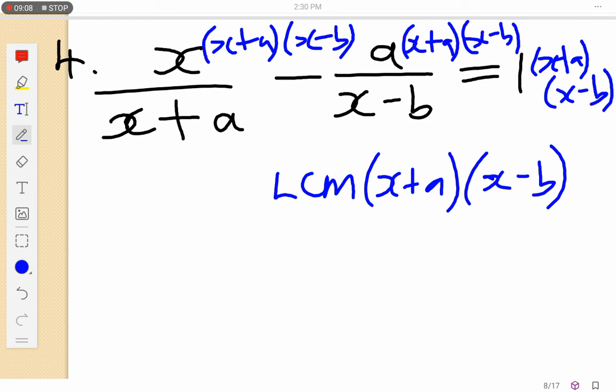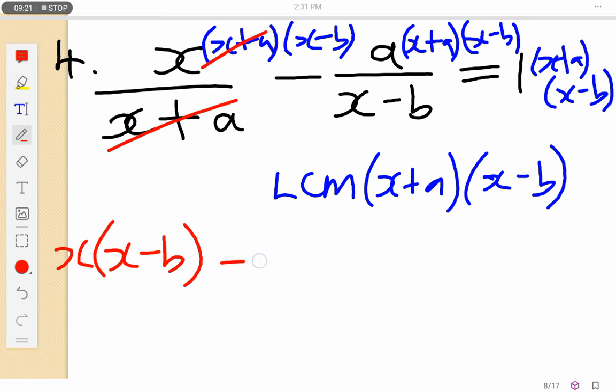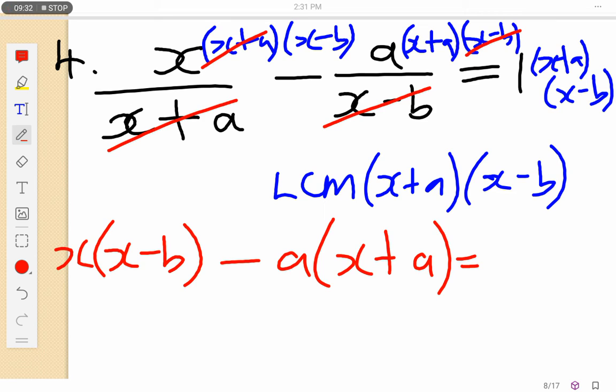I've written it down because of my space. Now x plus a there is going to divide with this one, and we'll get x multiplying x minus b. Minus x minus b there is going to divide by x minus b, so we get a by x plus a. 1 is the same as 1 over 1, and when we divide anything by 1, it will remain the same. So we have x plus a and x minus b there.